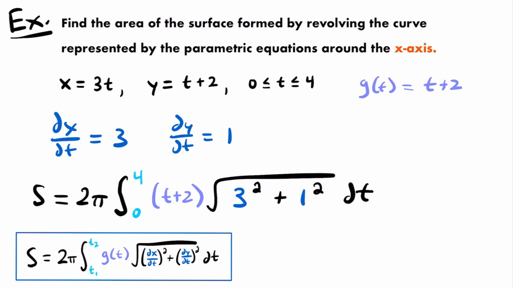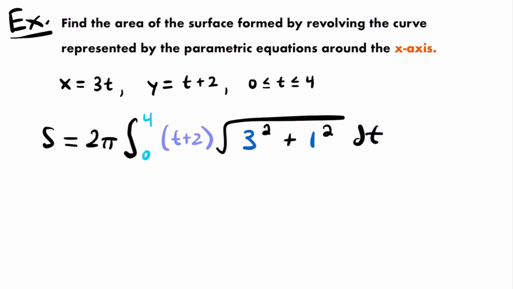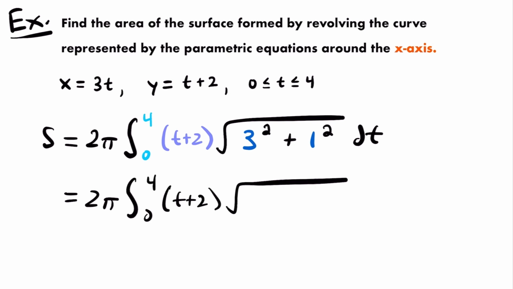Okay, so now we have set up our integral that will calculate the area of the surface of revolution. Now all we have to do is simplify the integral and then solve it. The first thing we can do to simplify this integral is square 3 and square 1. 3 squared is 9 and 1 squared is 1. So this will be equal to 2 pi times the integral from 0 to 4 of t plus 2 times the square root of 9 plus 1, and then we'll multiply by dt.